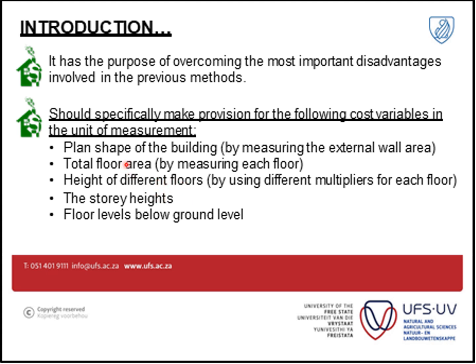So the plan shape of the building is considered by measuring the external wall areas, and the total floor area by measuring each floor. The height of the different floors is taken into consideration by using different multipliers for each floor. The story heights are included, floor levels below ground level are also considered, and it boils down to you measuring different components and then allocating a factor to it that is then multiplied with a single story enclosure tariff.